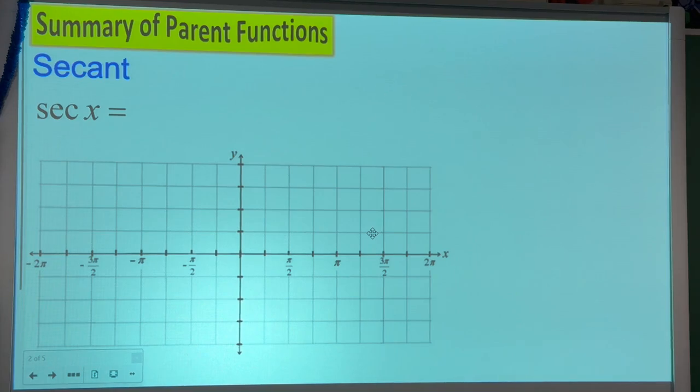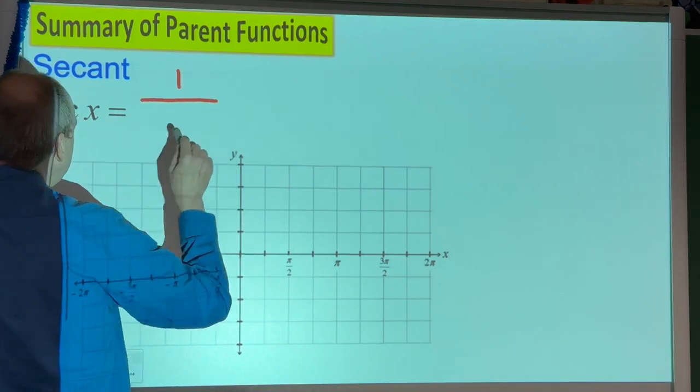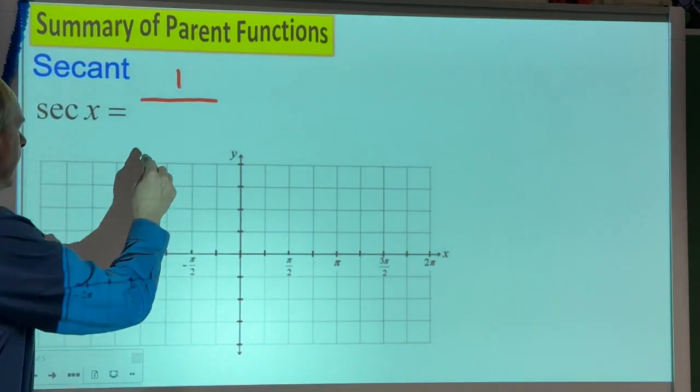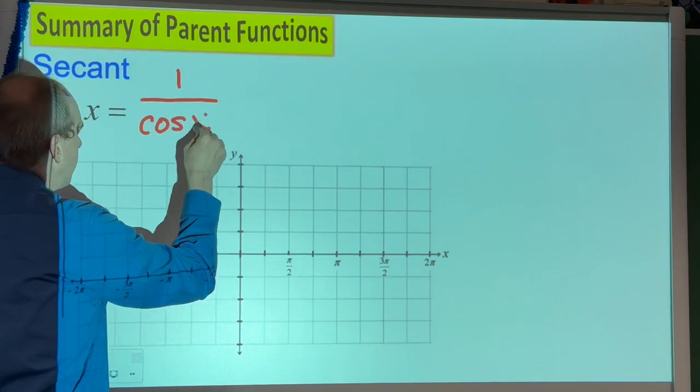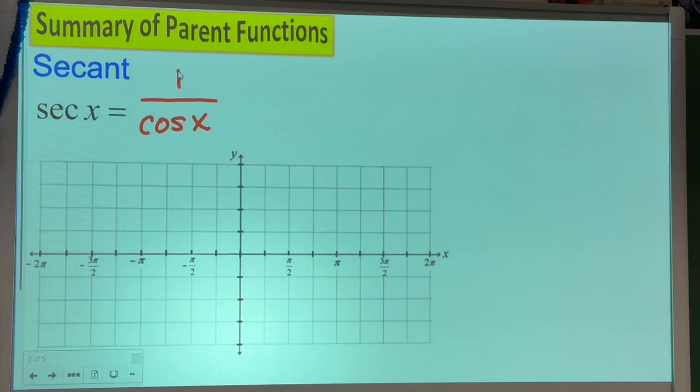So, grabbing your summary of parent functions, let's take a look at secant. Think about secant in terms of what is it the reciprocal of? Well, secant is the reciprocal of cosine of x. So seeing how it's 1 over cosine of x, that means there are certain values that can't go on the denominator. You can't divide by 0. So we have to start thinking about when is cosine equal to 0.